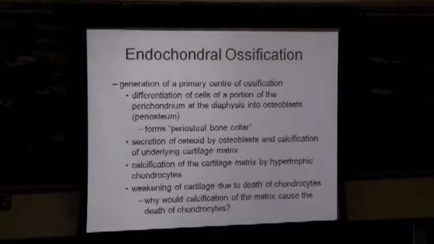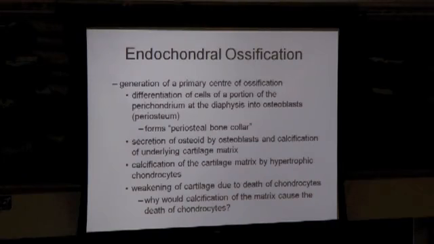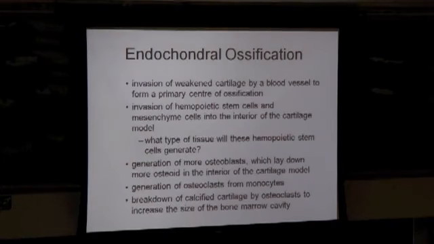Okay. And again, the weakening of the cartilage will lead to the death of the chondrocytes, and we just addressed why. Because there's no water in the calcified matrix, and so diffusion is not going to happen, and so they're going to run out of resources. And that's why. Okay. So we have an invasion of weakened cartilage.